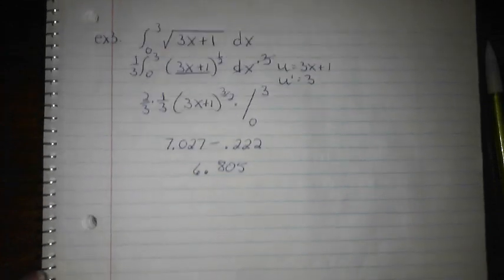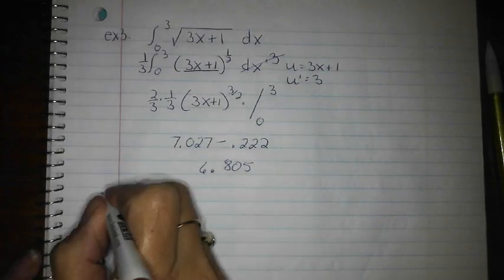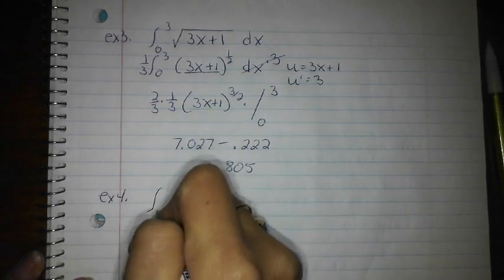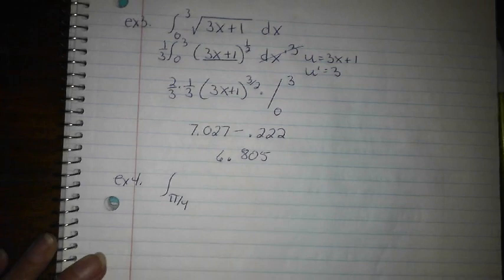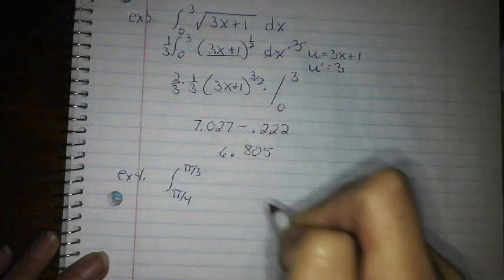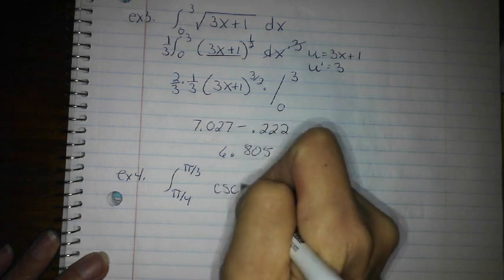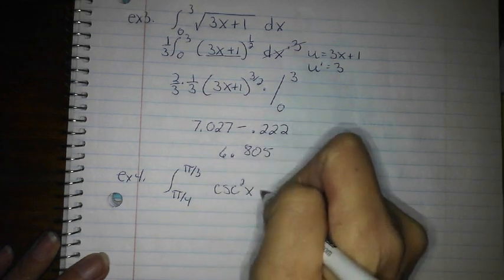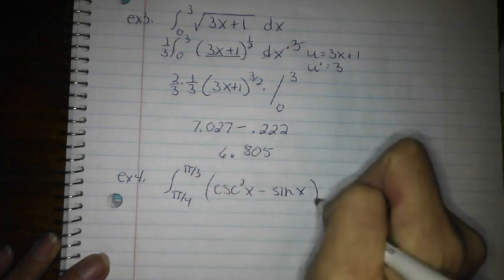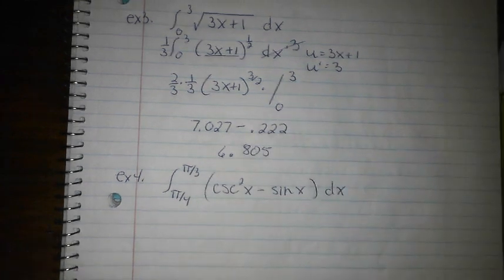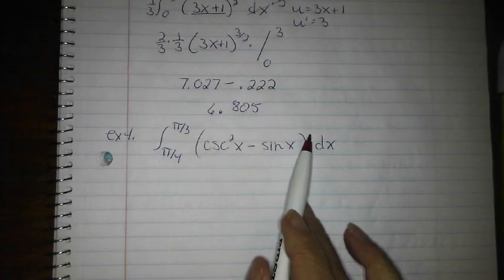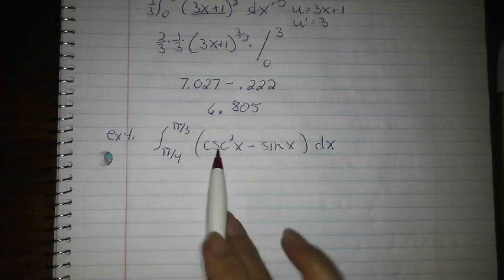Let's throw some trig at you. See how you are at your trig. Number 4. Got antiderivative from pi over 4 to pi over 3 of cosecant squared minus sine dx. Okay, now remember, that's a power of 1, so it's really not an inside here. These are two separate terms.